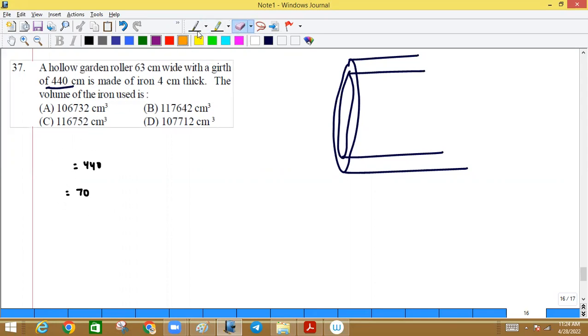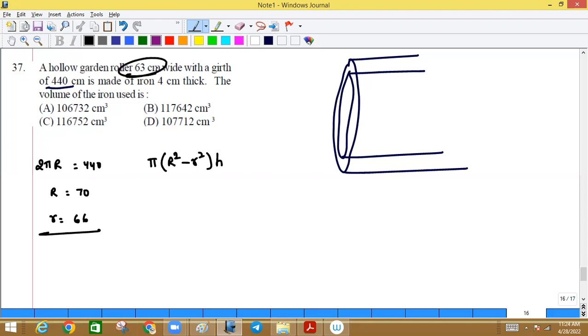Let's say capital R it is, because it is outer, no? R is 70, small r, the thickness is 4, so it is 66. Because the thickness is 4, outer is 70, inner is 66, 70 minus 4. Okay. He's asking you the volume of the iron used. Volume is equal to capital R square minus small r square into what? The height is the length, 63. We know capital R plus small r into capital R minus small r into height. 22 by 7, plus is 136, minus is 4, height is 63.